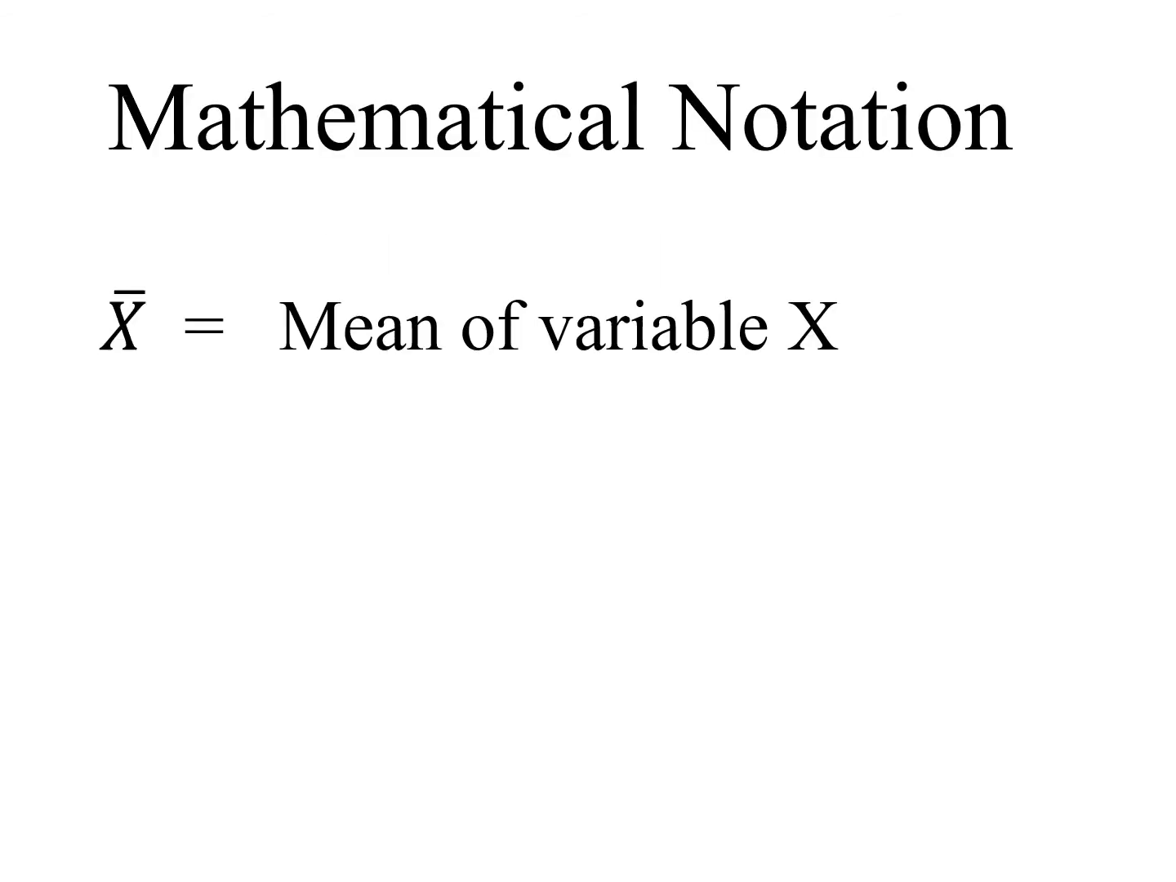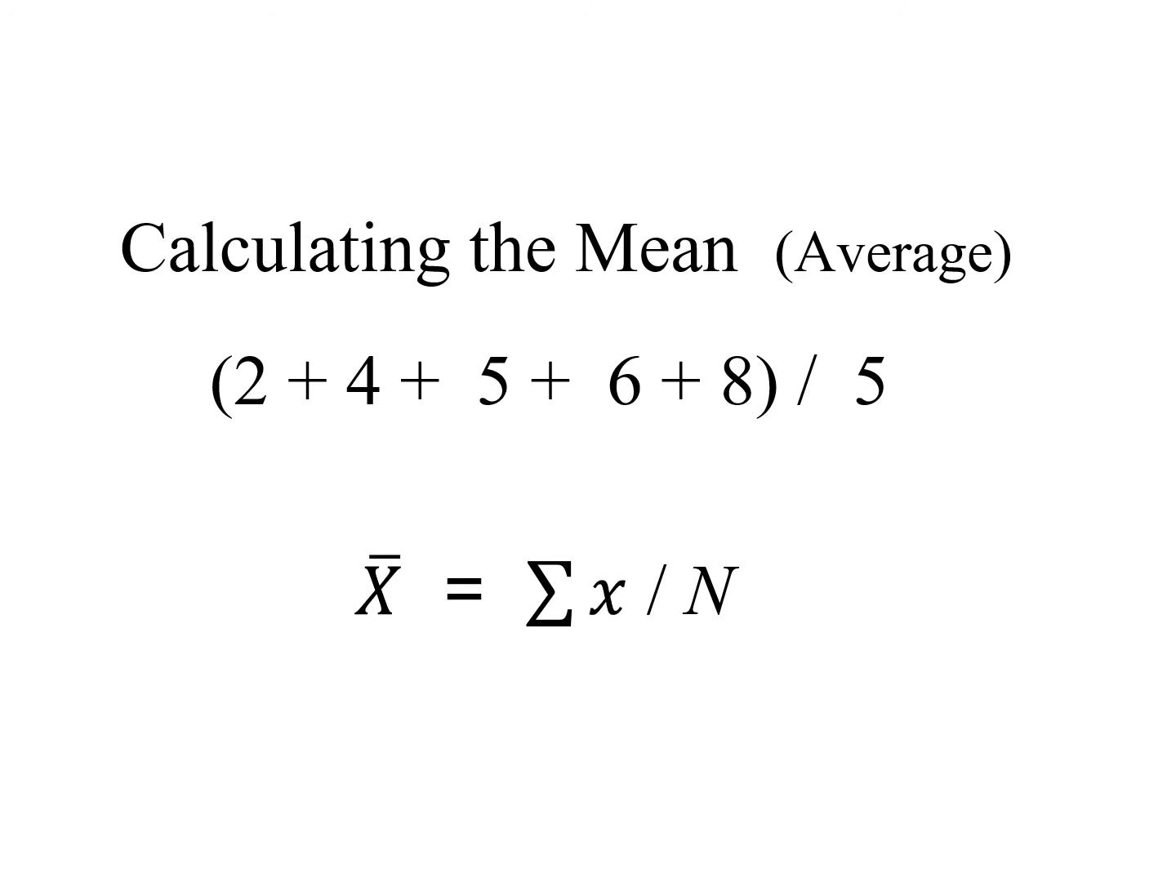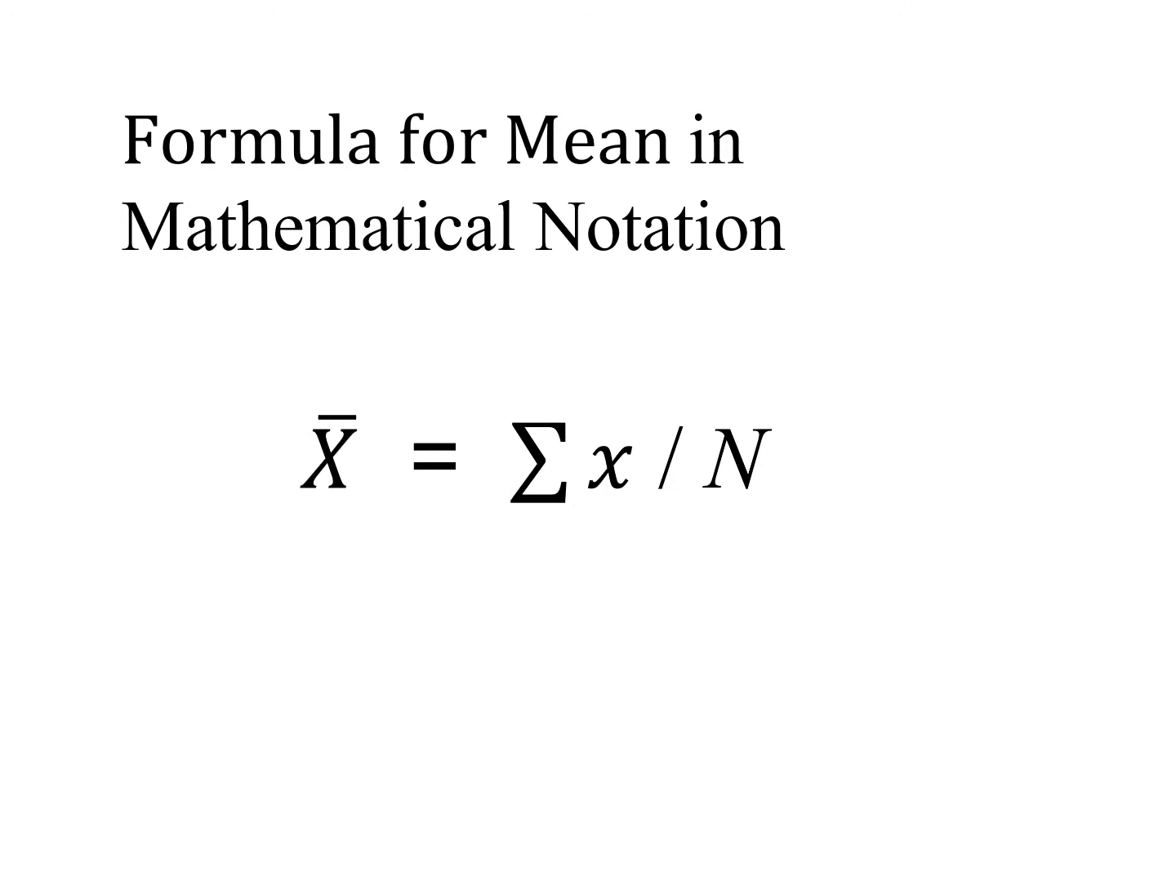We just need to learn one more symbol for now. This symbol is x with a little bar on top of it, sometimes called x bar. X bar is the symbol for the mean of the variable x. That little bar on top of the x means the mean of. So in our example, we can write the formula x bar equals sigma x divided by n. Most of the time, we will read it like this: the mean of x is equal to the sum of the values of x divided by n. So this is the formula for the mean using mathematical notation.